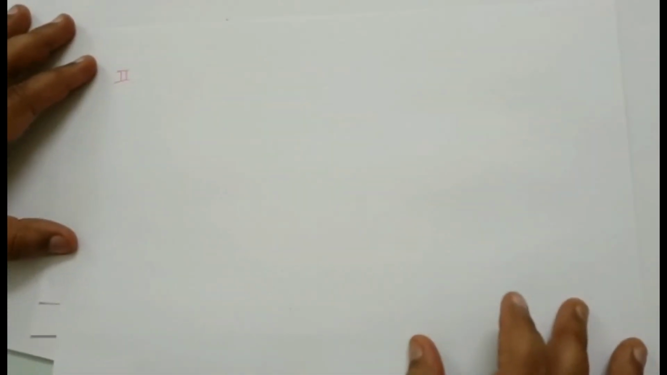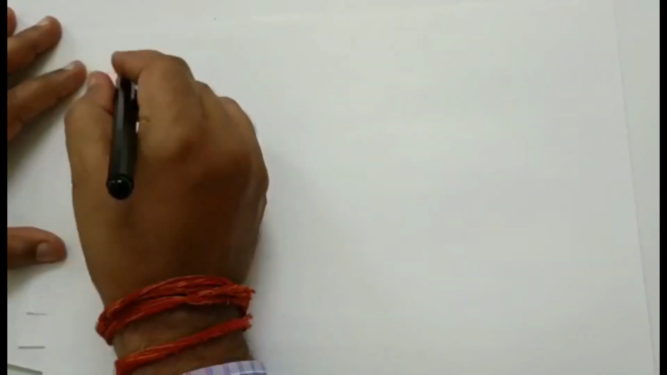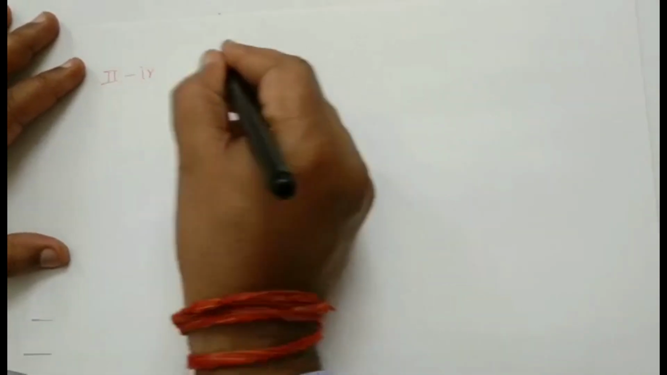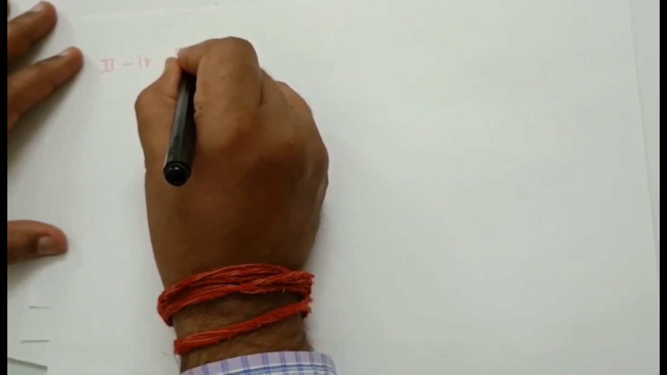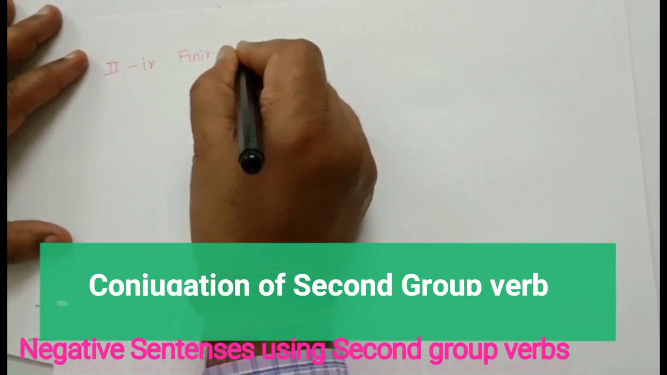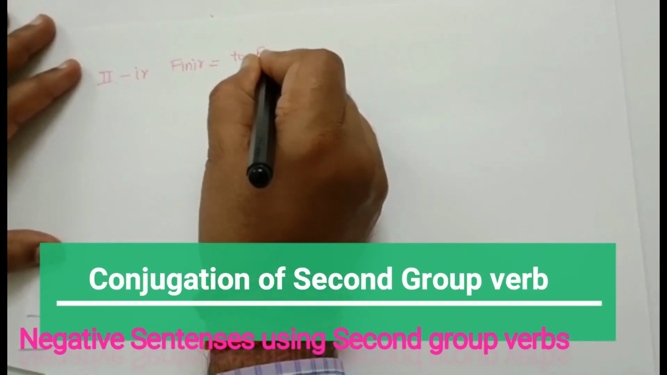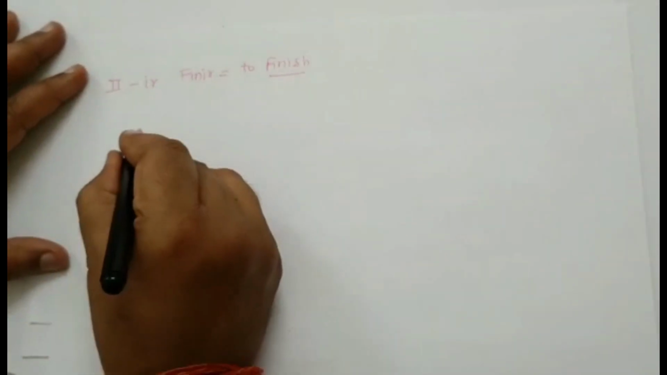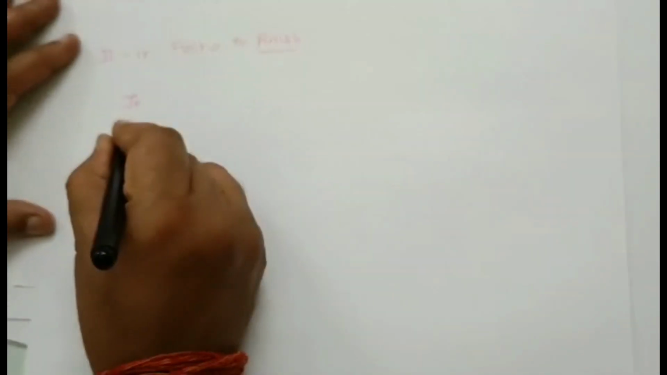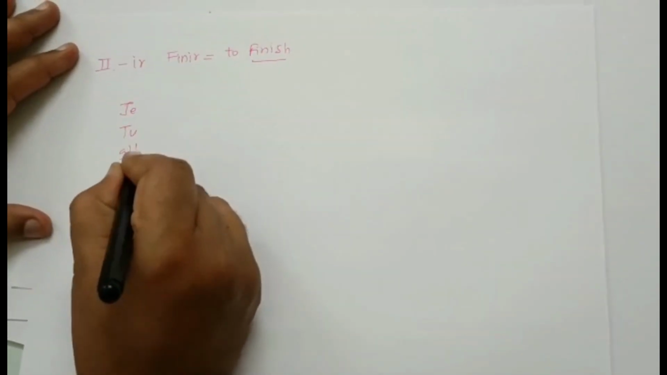So in continuation, to understand how to make negative sentences using a second group verb, let us take an example of a second group verb, which is an IR ending verb. The verb I am going to use here is finir. Finir is to finish or to complete. It is in the context of the verb. So obviously it would be added to the subject pronouns je, tu, il, elle.